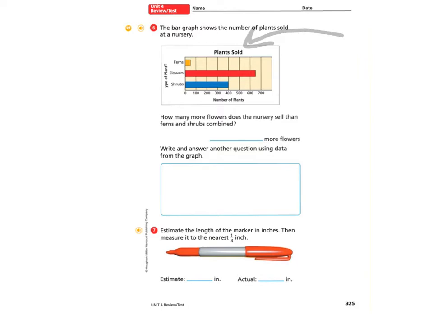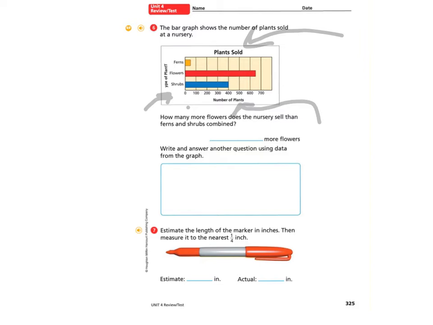Title says plants sold. On the bottom, you have the number of plants. It looks like the range is counting by hundreds, 100, 200, 300. And then the type of plant is over here. So we have ferns, flowers, and shrubs. So the first question asks, how many flowers does the nursery sell? How many more flowers does the nursery sell than ferns and shrubs combined?